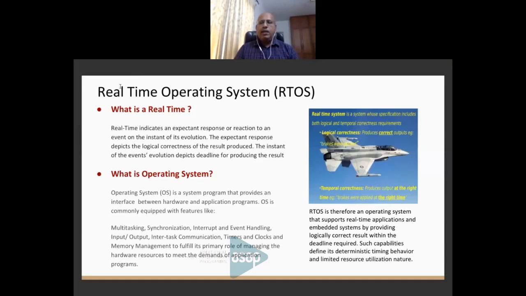That means within the stipulated time, the action has to happen. And the action also needs to have logical correctness, which is typical of any embedded system. So both logical correctness and temporal correctness need to happen when we use an RTOS in a particular platform.